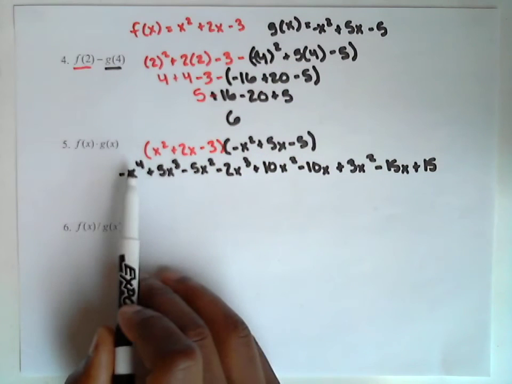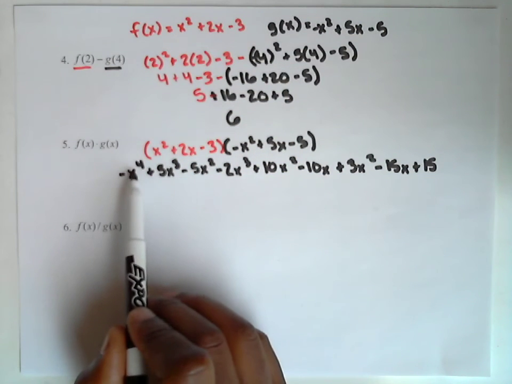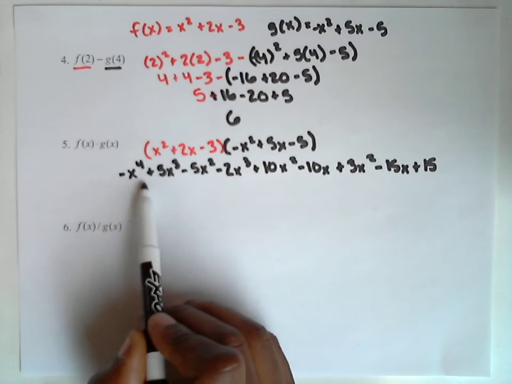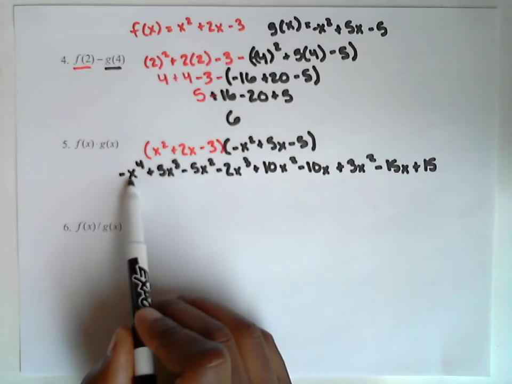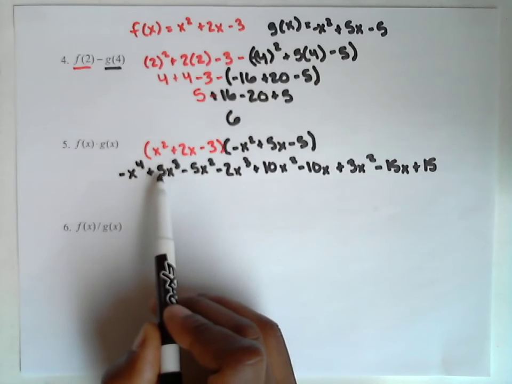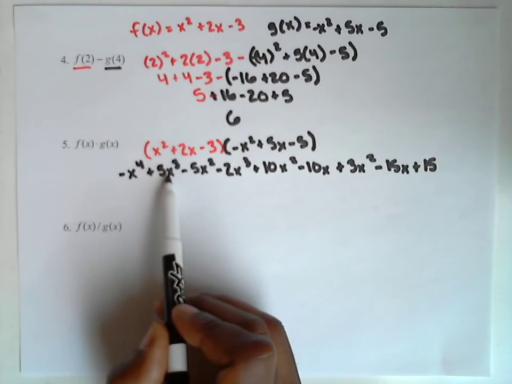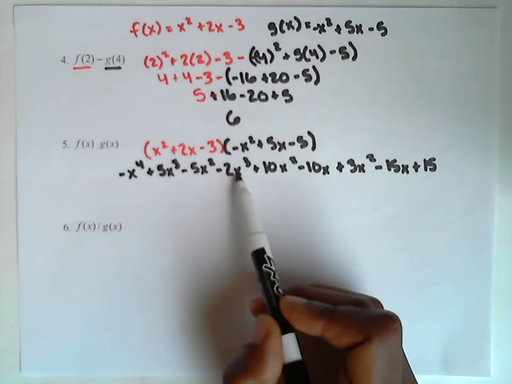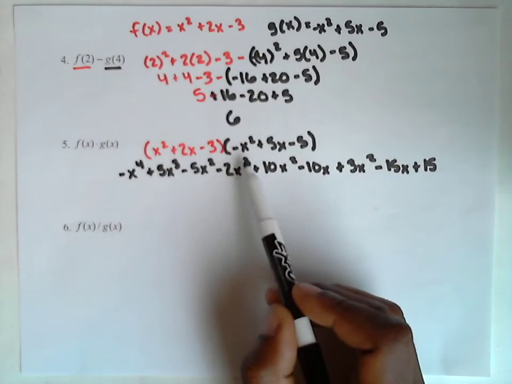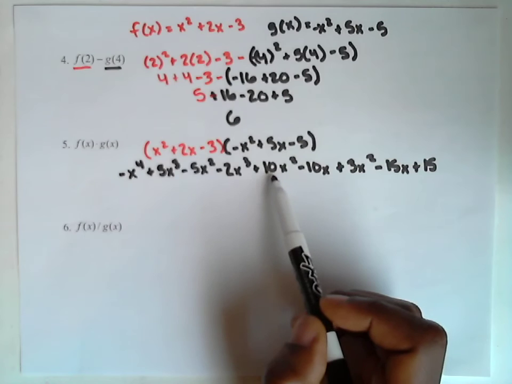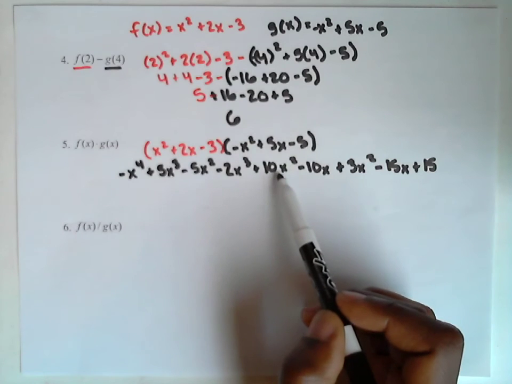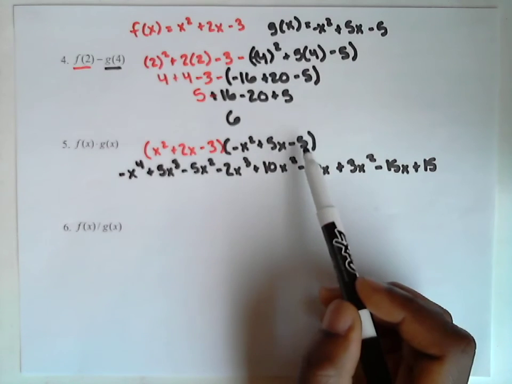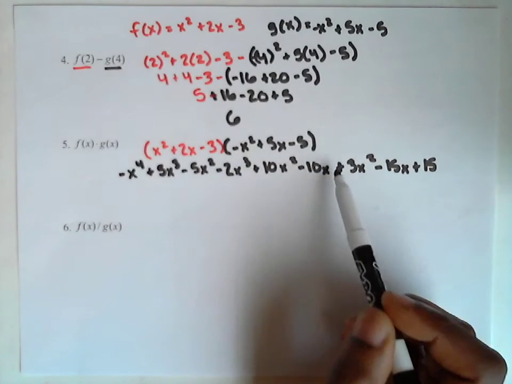And all that comes from when I distribute out, here's everything that I multiplied by my x². So I have x² multiplied by -x². I've got x² multiplied by 5x, and I've got x² multiplied by my -5. I then moved over and I did my 2x multiplied by x². I've got my 2x multiplied by 5x, and I've also got my 2x multiplied by -5.